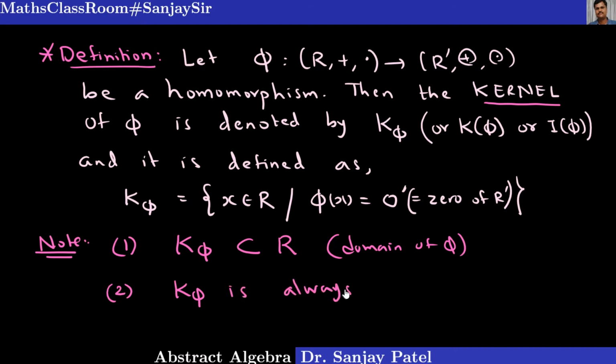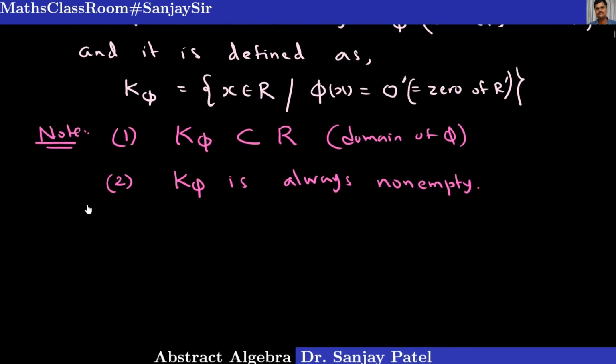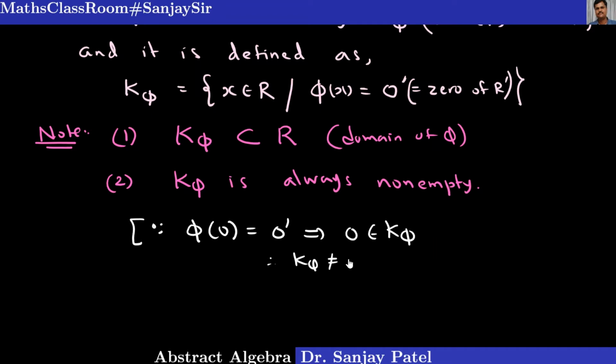Is always non-empty. Why? Because we have proved about homomorphism that if phi is a homomorphism from one ring R to another ring R dash, then we always have phi of 0 is equal to 0 dash. We know that phi of 0 is equal to 0 dash. So at this point, the value of the function always becomes 0. And therefore, I can say that 0 always belongs to the kernel. So the kernel is always not equal to the empty set. Okay. So this is something about the kernel, some basic things.